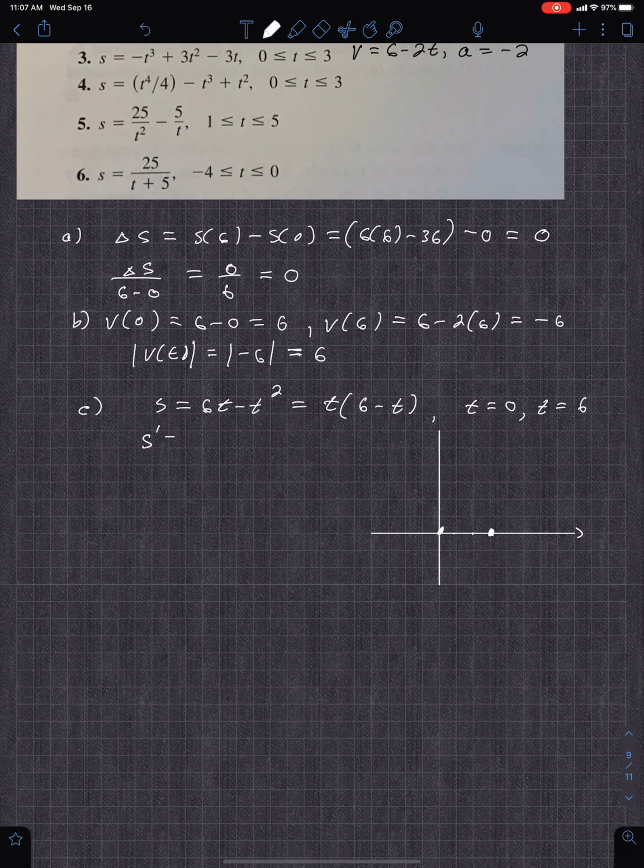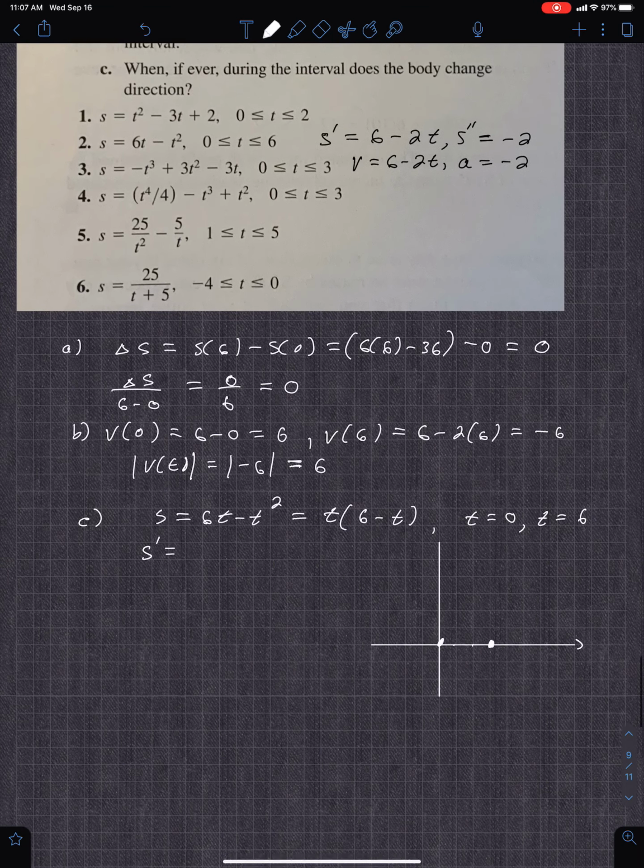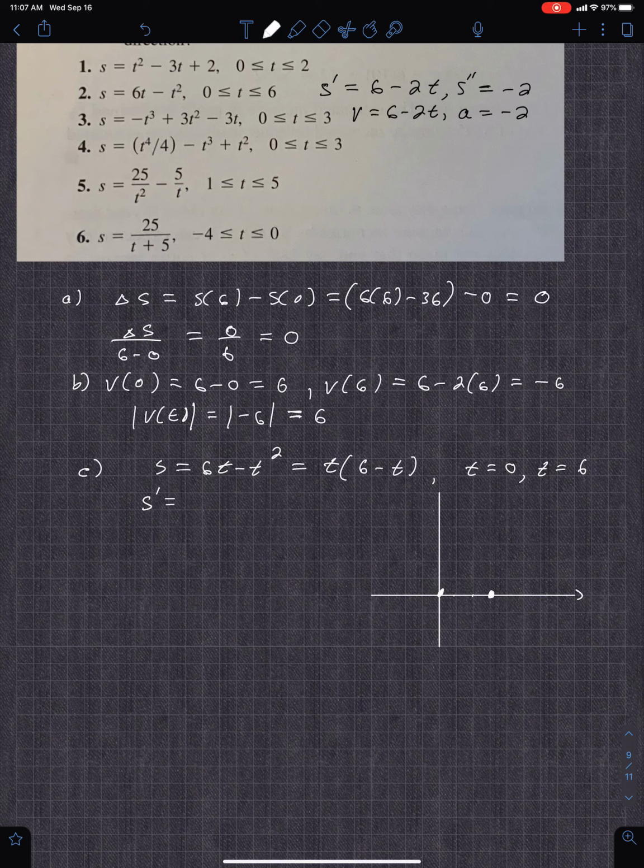So if you look at S prime, what is that again? What was S prime? Where's S prime? S prime is 6 minus 2t. So if you set that equal to 0, you get t equal to 3. So when t is equal to 3, you just solve that. You get 3, so 3 is right here. You get the velocity to change. So that means it's 0.